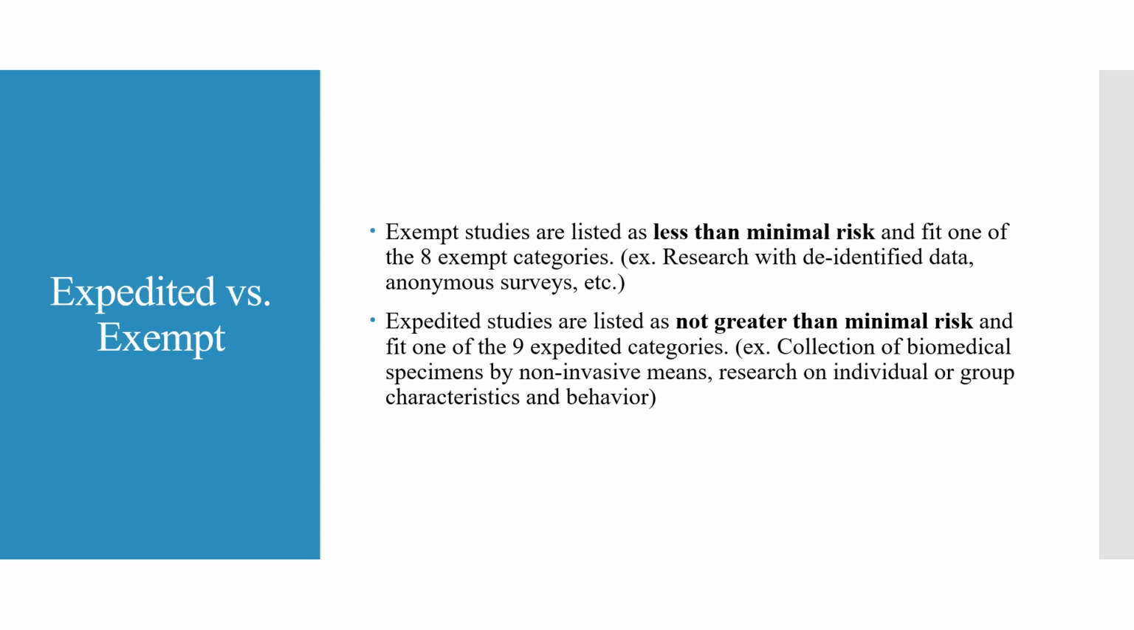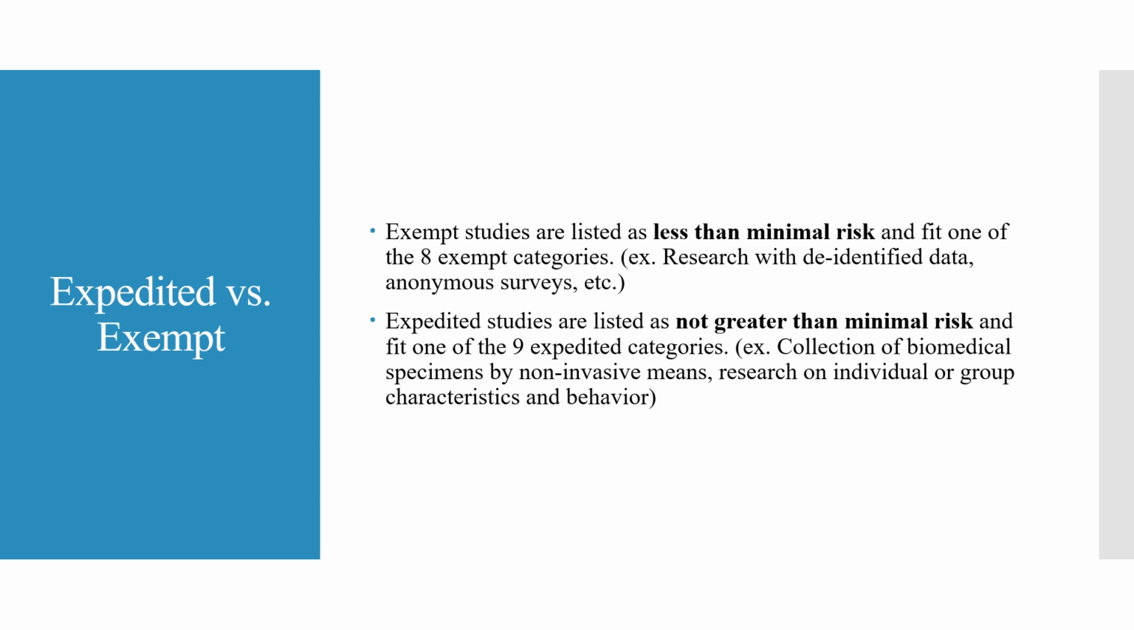A topic of confusion we see every once in a while is the difference between exempt and expedited studies. Exempt studies are listed as less than minimal risk and fit one of the 8 exempt categories, whereas expedited studies are listed as not greater than minimal risk and fit one of the 9 expedited categories. So the big difference between those two is how close they get to that level of minimal risk. An exempt study, which is going to be less than minimal risk, is going to be very, very low risk for your participants. So this might be something like anonymous surveys. You don't really have any information about the participant except for their answers to your survey.